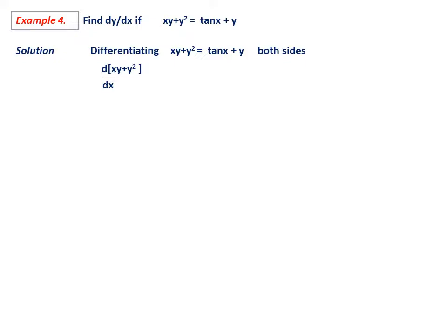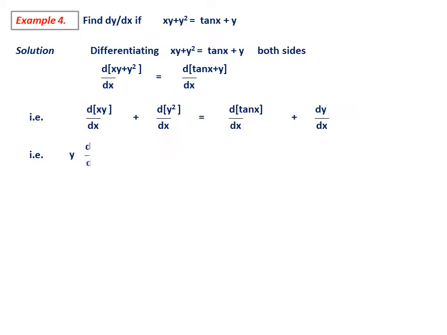Therefore, what happens? d by dx of xy plus y square will be equal to d by dx of tan of x plus y. Left side: d by dx of xy plus d by dx of y square. This equals d by dx of tan x plus dy by dx. Now, in the first one, xy, product rule, we have done this already. So, what you have to do is y into dx by dx plus x into dy by dx, plus how to differentiate d by dx of y square? This will be 2y into dy by dx, equal to the right side, secant square x plus dy by dx.